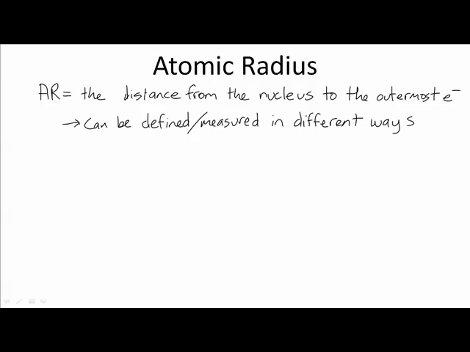Since we're talking about a cloud, it's hard to say exactly where the outermost electron is. So you're going to have different ways to define it, different ways to measure it. You don't really need to trouble yourself with that. You just need to know the general trend, if you're thinking about which atoms are going to be biggest, which atoms are going to be smallest. So probably the top to bottom trend is a simpler one to tease out. As you move from the top of the periodic table towards the bottom, what's going to happen to atomic radius? It'll increase.